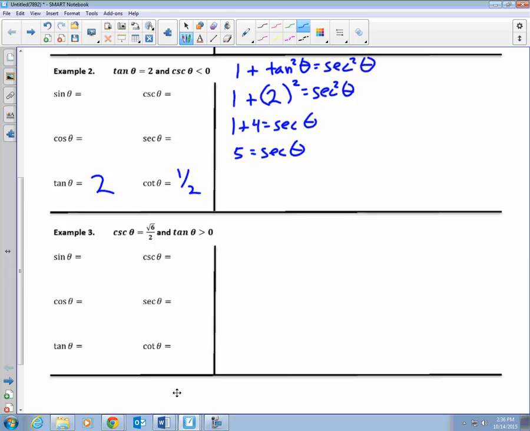Whoops, secant squared. Excuse me. What do I do to both sides? So square root of 5 is equal to secant of theta. Secant of theta, square root of 5. Can I figure out cosine? What do I do? Take the reciprocal. What's the reciprocal of square root of 5? 1 over the square root of 5. Can you have square root of 5 in the denominator? Multiply top and bottom by root 5, and you get root 5 over 5.